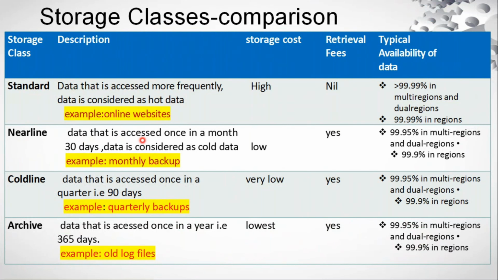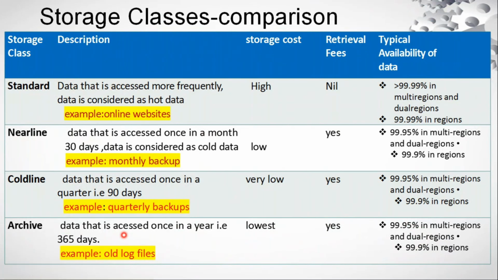This is the example. In nearline, what happens? The data which is accessed once in a month, that is 30 days, is the kind of data we can store in nearline storage class. Generally, data stored in nearline is called cold data. An example for nearline is monthly backups. What is cold line? If you are accessing the data once in a quarter, that is 90 days, that kind of data we can store in cold line. An example for cold line is quarterly backups. Archival storage class is for data that is accessed once in a year, that is 365 days. An example for archival class is old log files.